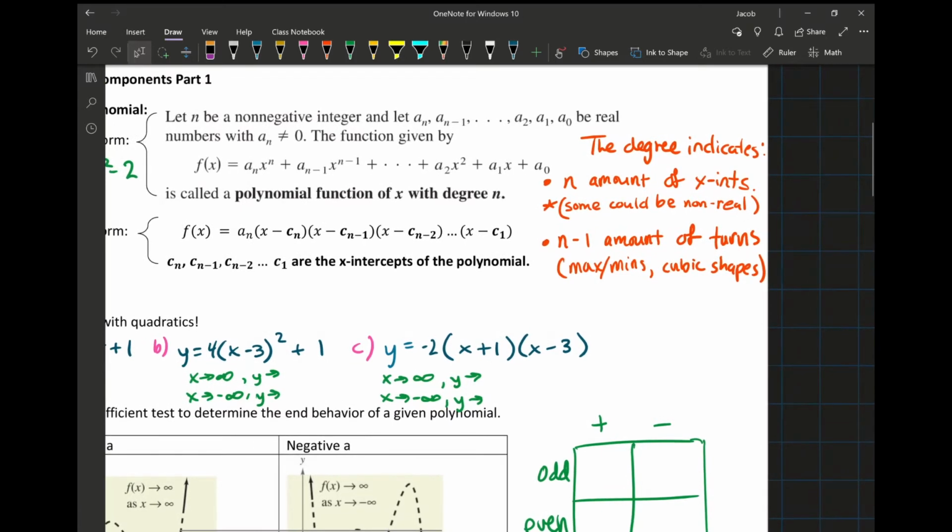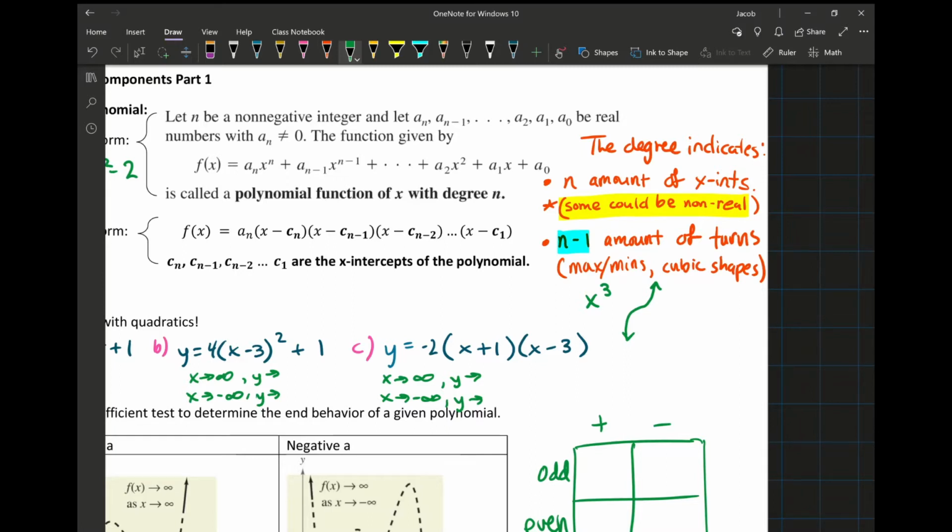And something we need to remember or pay attention to about the degree of the polynomial is there are n amount of x-intercepts, and some of them could be non-real. So we'll look at some specific cases when that pops up, but not right now. And there are an n-1 amount of terms in our polynomial. So if you take the polynomial x cubed, that does not have a maximum or minimum in it, actually. It has two terms, however.